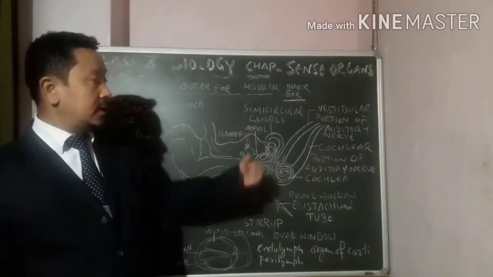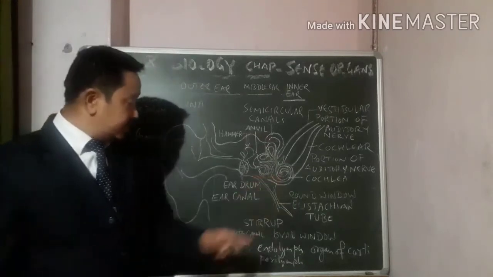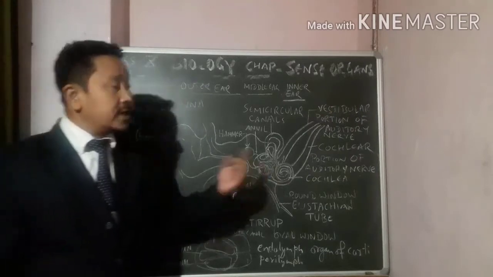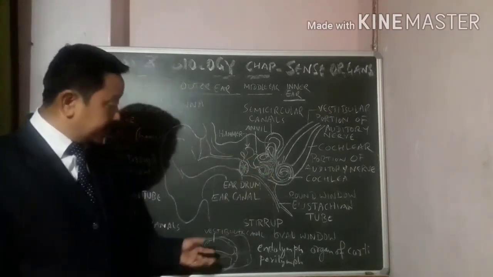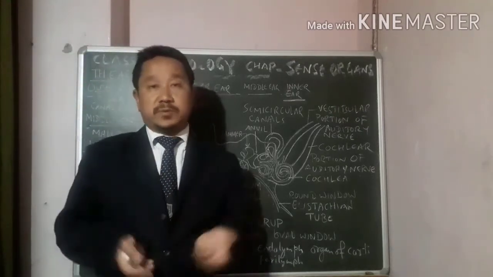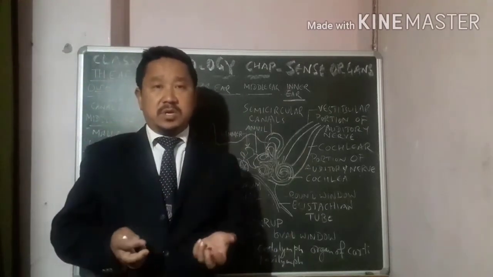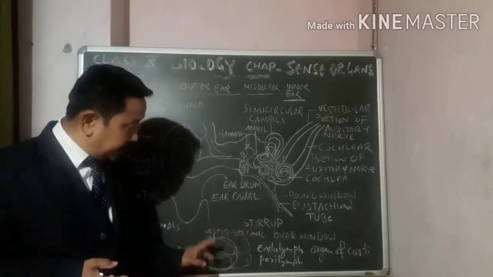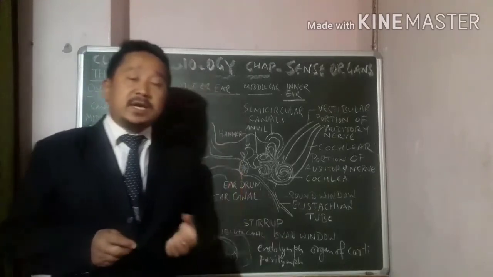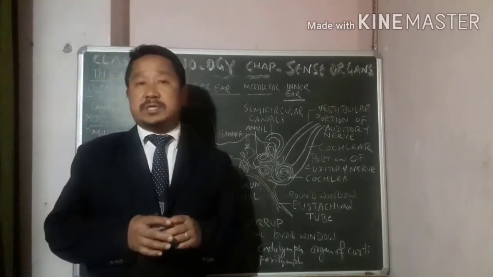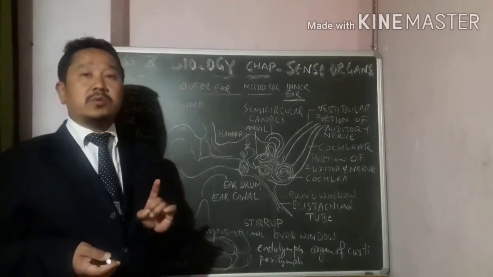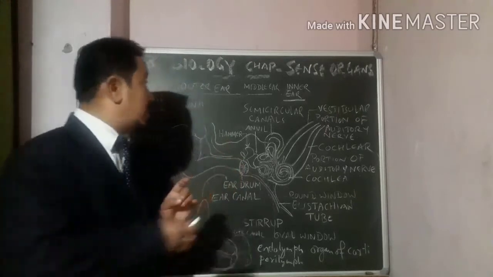Then the different canals you see here, inside the cochlear canal, or inside the cochlea, there are many canals. These different canals are meant for different pitches of sound. We cannot pick up sounds of all frequencies, but especially those of 20 to 20,000 hertz.